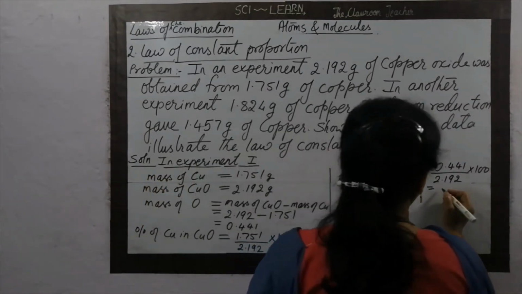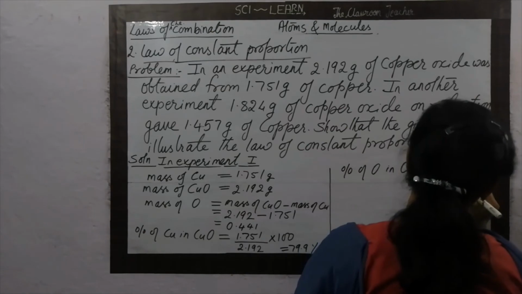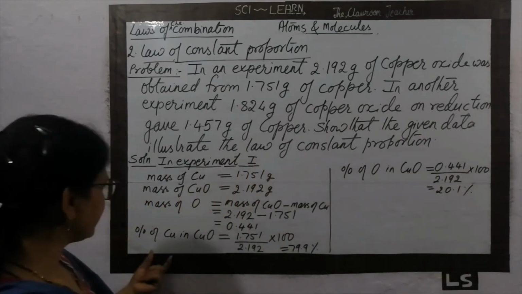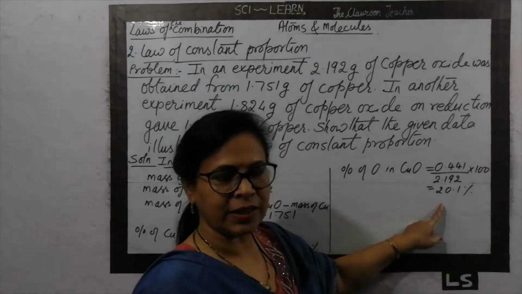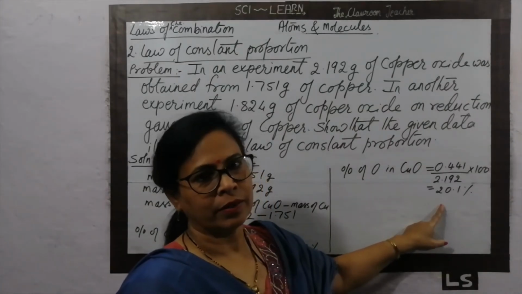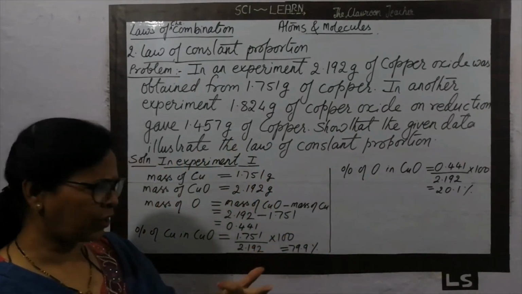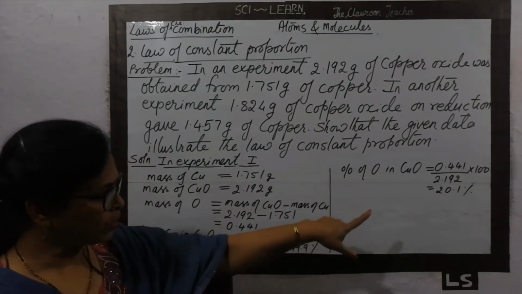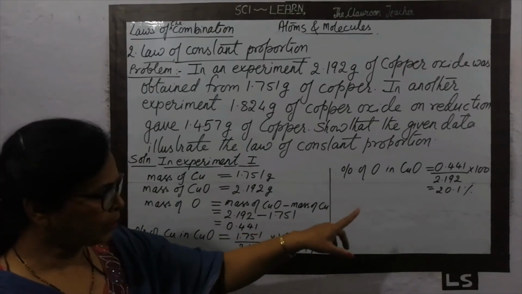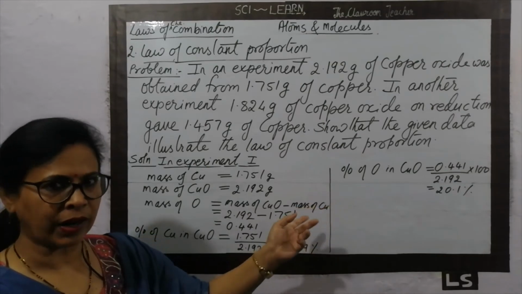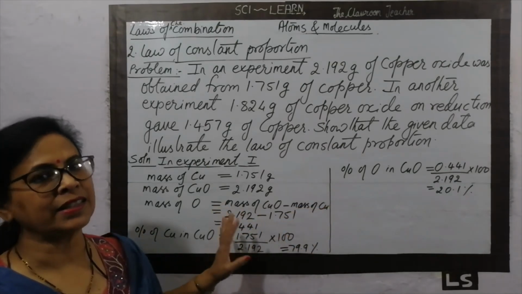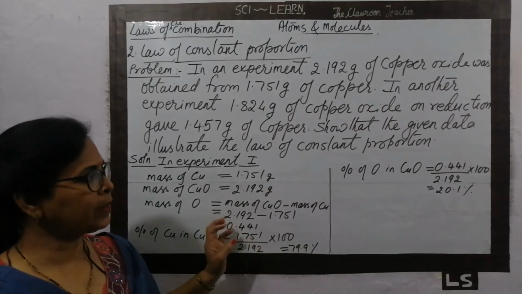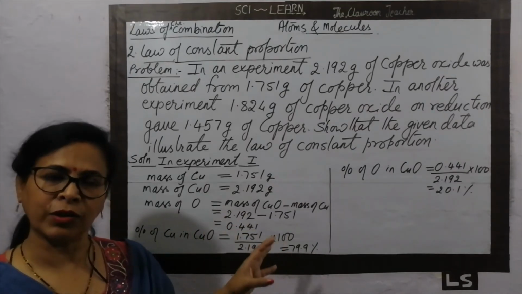It might be 20.1%. Okay, so what is the percentage of copper? It is 79.9. What is the percentage of oxygen? That is 20.1. Okay, what is the total percent? 9 plus 1, 10, 0. 79 plus 20 is 99, plus 1 is 100. Total percentage of the substance is 100 only. It means it has a definite proportion. So this is the proportion by mass in the first condition.